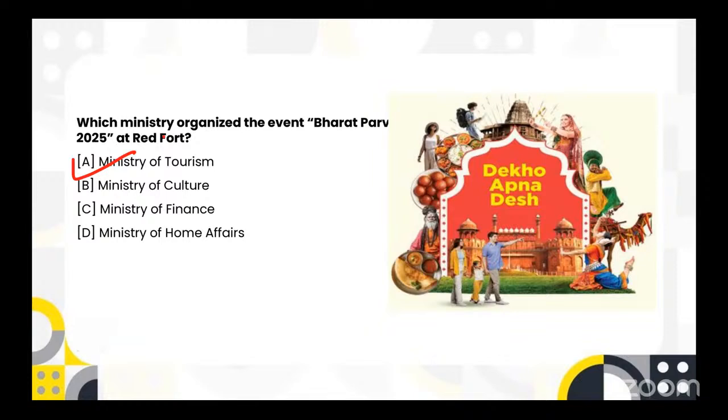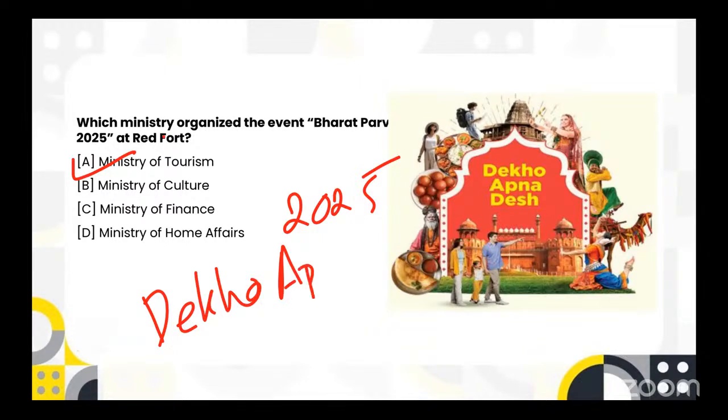This year's theme for 2025 was Dekho Apna Desh, which means just see the country. This is something to encourage more citizen participation. All right, that's regarding your first question. Moving on to the next question.